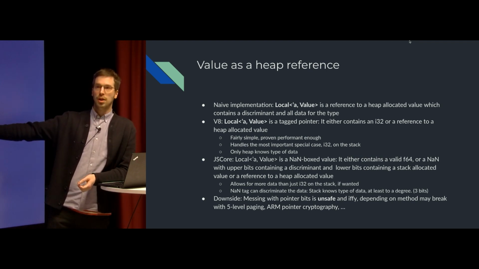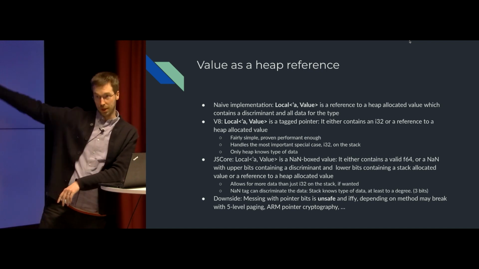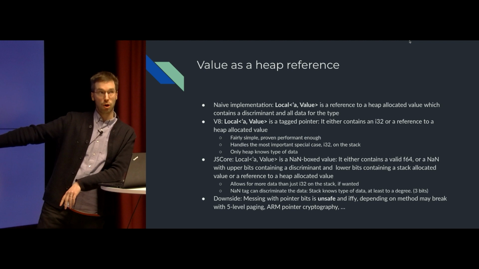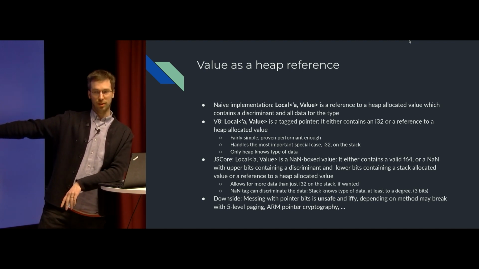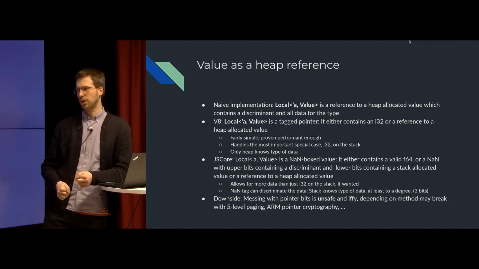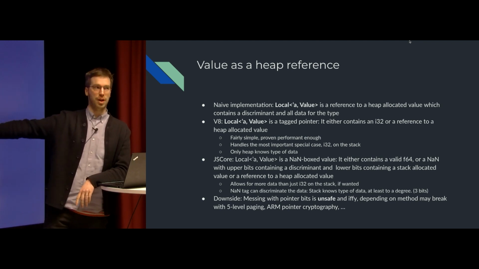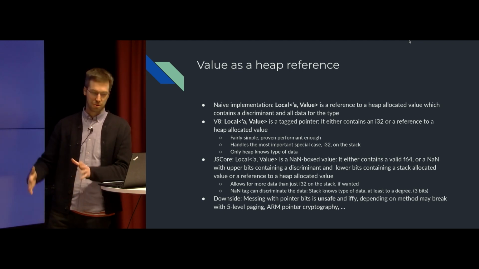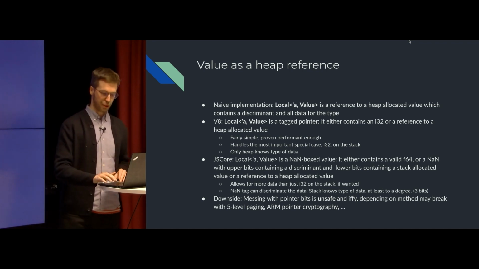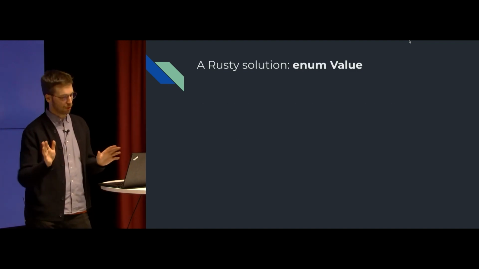Also, NaN boxing, which if you look at it far enough seems to be the better one here, since it's obviously getting more stuff onto the stack out of the heap, breaks with 5-level paging. Intel is kind of pushing for that, I think, or at least makes it possible. And ARM is doing pointer cryptography, starting from 8.3 or something. Either of those completely breaks NaN boxing. You cannot do NaN boxing anymore because of how pointer upper bits are then used. All right, so this is a bad idea. Let's not do that. Let's go with the Rusty solution.